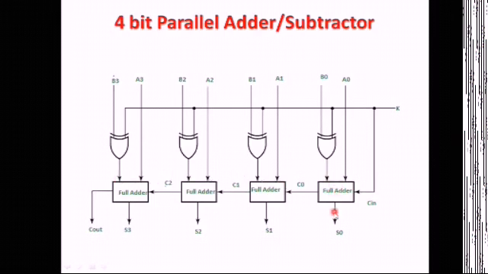Now from this full adder, we are getting S0 as the output. Similarly S1, S2, and S3, and the ultimate C out is the carry. This C0 is going as the carry to the next full adder, again this output carry is going as the carry here, and again this C2 is going as the carry, and ultimately we are getting the C out.